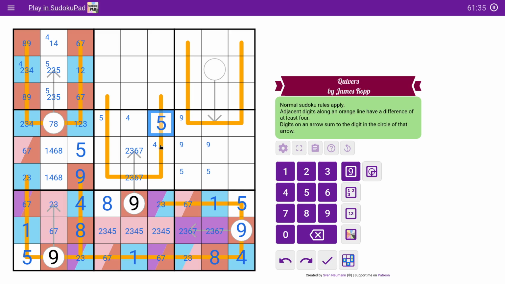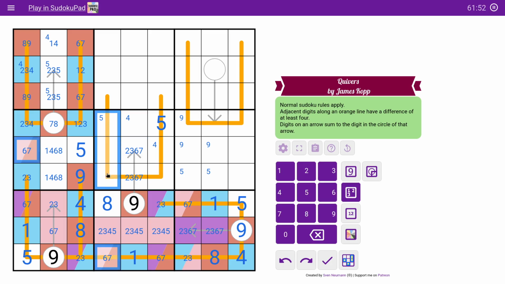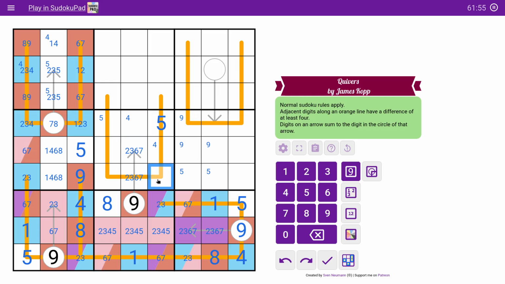If the 5 is here, these are all low. These are all high. Because this digit is not here and it's high, it must go here. This is no 4. So this is 1, 4, 2, 3. And then where's 8? Nowhere.